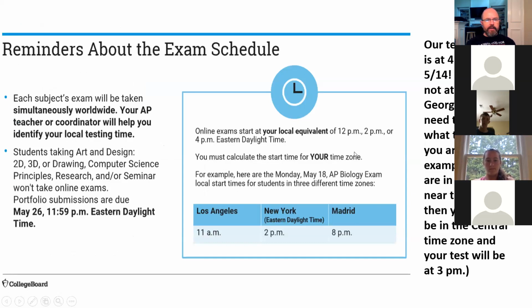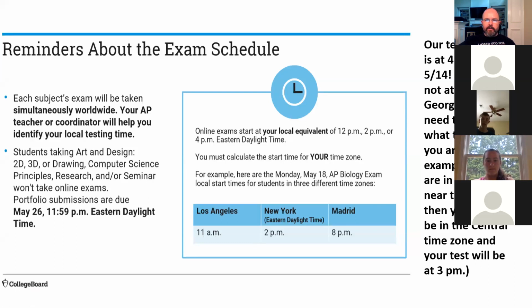Reminders about the exam schedule. Each subject exam will be taken simultaneously. Your AP teacher or coordinator will help you identify your local testing time. You don't have to worry about the art design. There's some other stuff in here for some other classes. The seminar stuff, you don't have to do any of that. Our test is at 4 p.m. on 5/14.